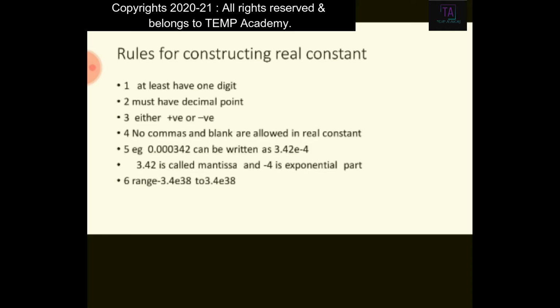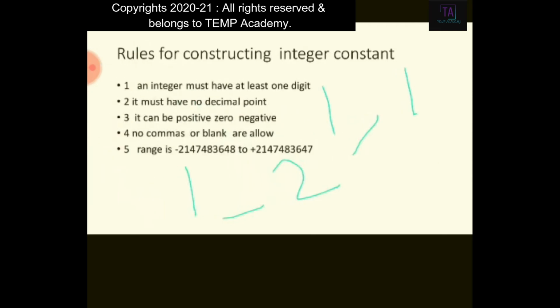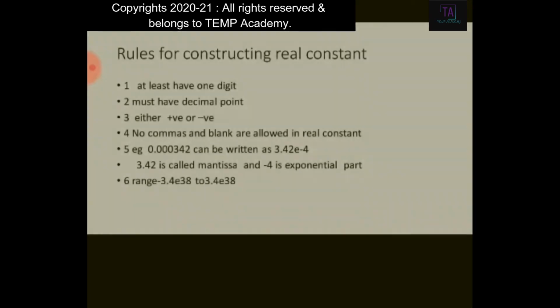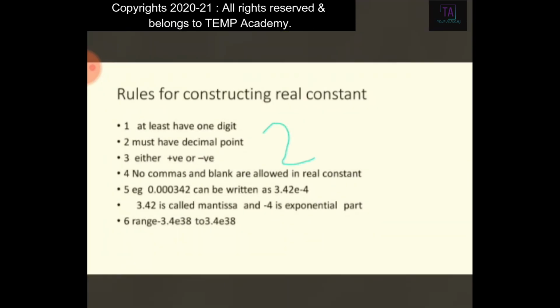And our next topic is rules for constructing a real constant. The first point is it must have at least one digit. Next, it must have a decimal point. This is the contradictory point to the integer constant. It must have a decimal point, which means we have to take something like 2.0 or 2.1. Next, it can be either positive or negative, but not 0.